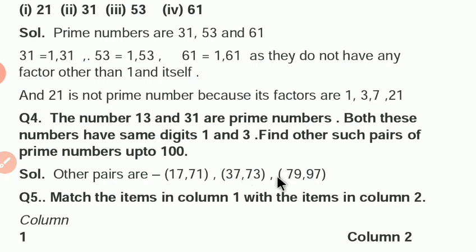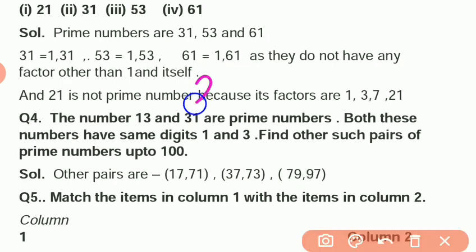Then next, 37 and 73, both are prime numbers and have the same digits. And the last one is 79 and 97. They also have 9 and 7. So you can see how many pairs there are? 1, 2, 3 and 4. Only 4 pairs of numbers which have the same digits and both are prime numbers exist till 100.